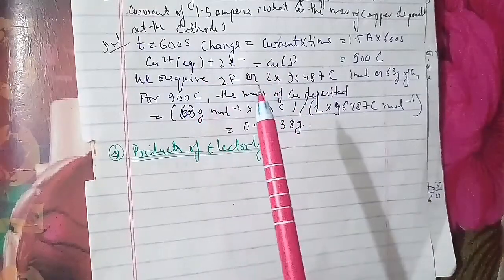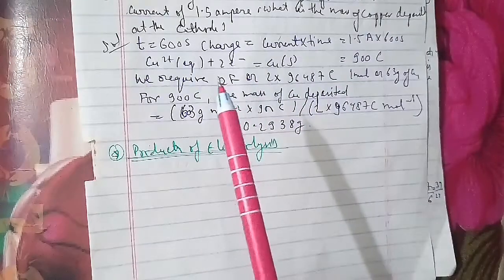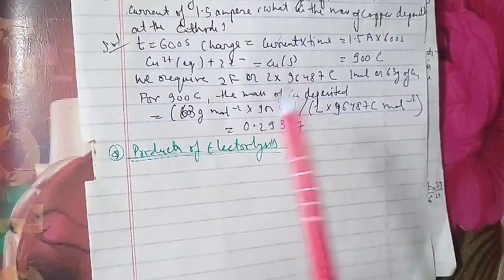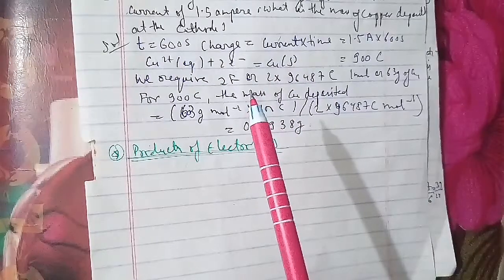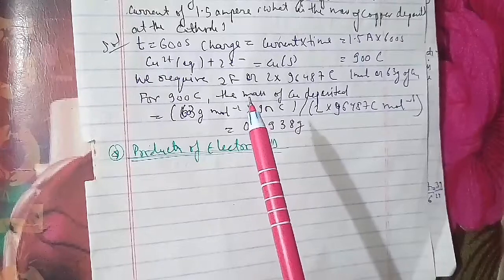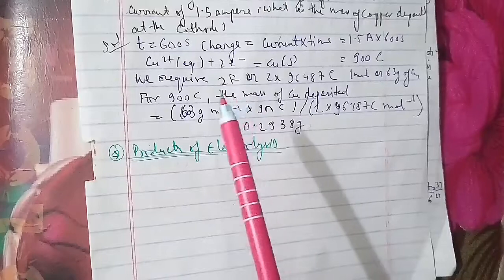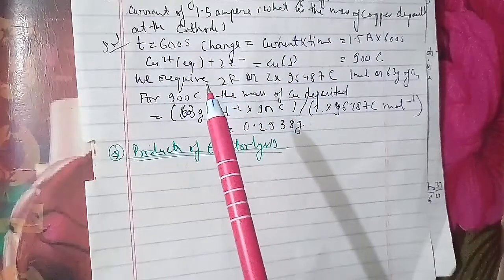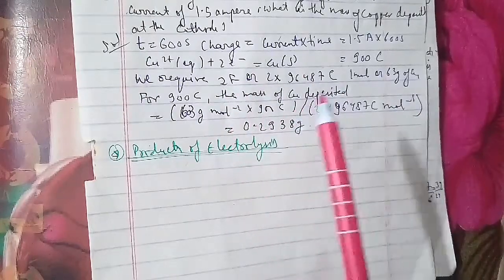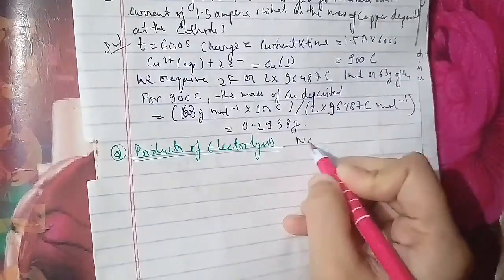The first reaction is Na+(aq) + e- gives Na(s), for which E cell equals -2.71 volt. The other equation is H+(aq) + e- gives half H2 gas, for which E cell equals 0.00 volt. In such cases, the reaction with the higher value of E is preferred, and therefore this reaction takes place at the cathode during the electrolysis.